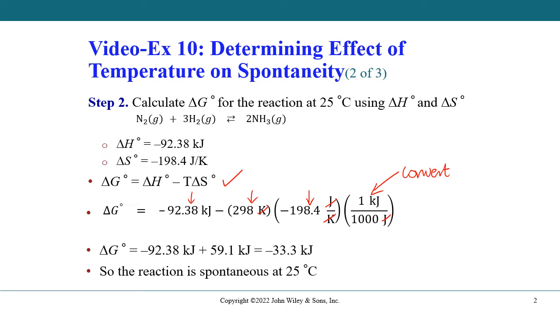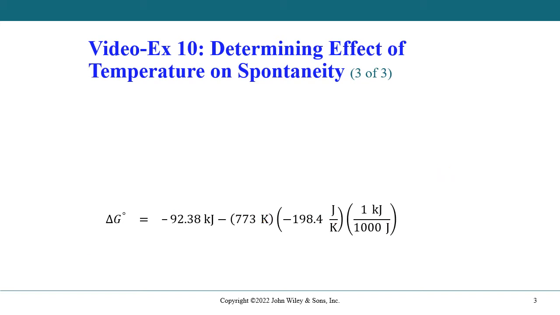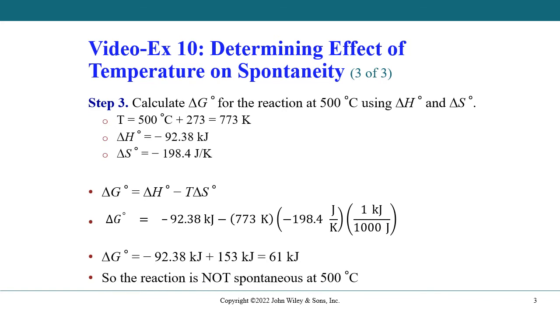Now let's go to 500 degrees. So remember that the temperature now has to change, so we need to convert it to Kelvin temperature over here. Same approach, plugging the information in. So this is the delta H value. This is now the new temperature value, and we have the delta S over here, but again we have to convert to kilojoules to get rid of the units here, and of course the Kelvin units are going to cancel to give us consistent units in kilojoules.